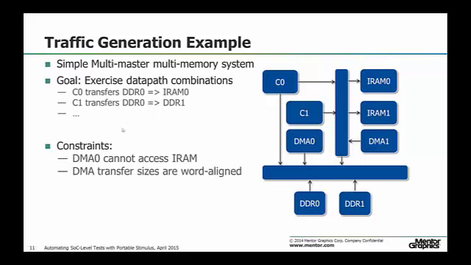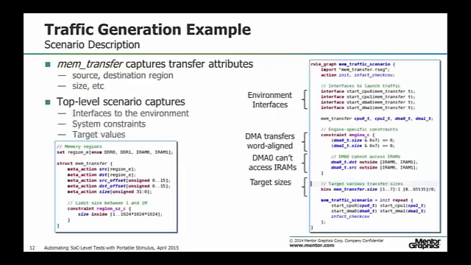There are also some constraints that are implementation specific, like DMA 0 cannot access internal RAM, for example. The DMA can only do word-aligned transfers. So how would you model this using rules and a graph? Well, the first step is to describe the transactions we're interested in.